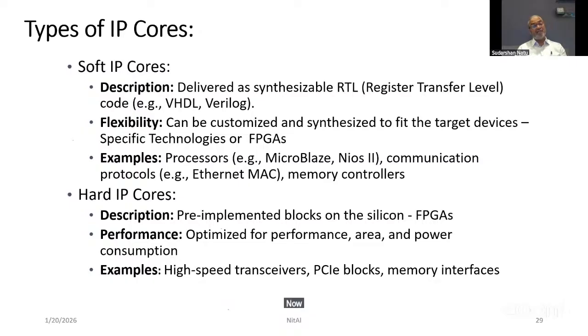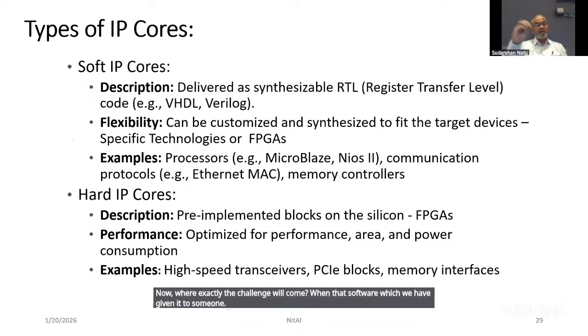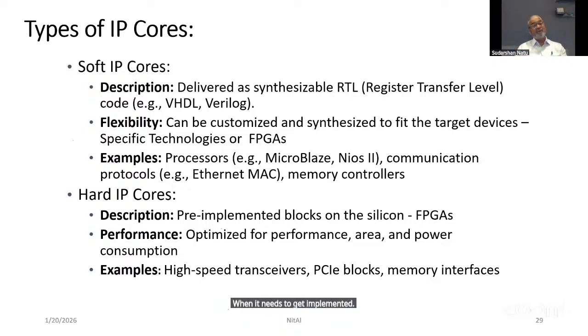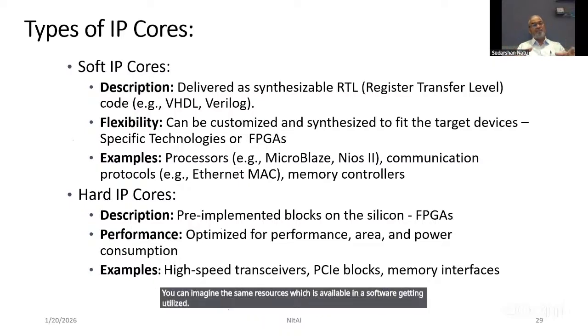Now where exactly will the challenge come? When that software which you have given to someone needs to get implemented, implementation will keep on changing. Unlike in software, when you are developing a subroutine and executing it in a CPU or your PC, nothing changes much. It would give you expansion in terms of loop counts, but it is all software. You might need more clock cycles, more memory if the buffer size is increased. You can imagine the same resources which are available in a software getting utilized in the same PC, right?